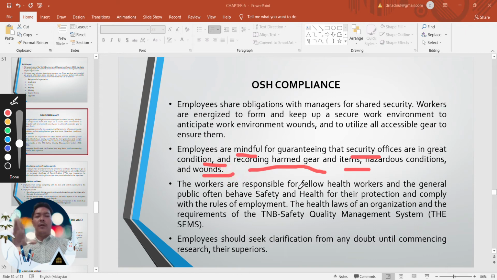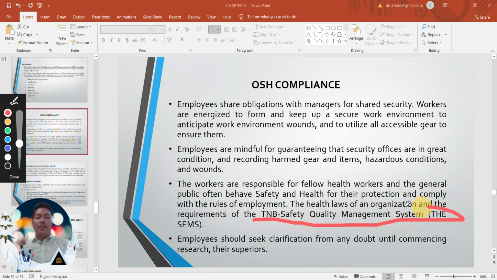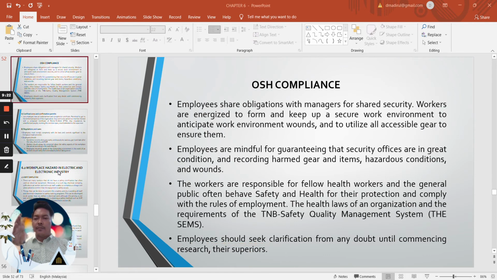The workers are responsible for fellow workers and the general public, and should behave with safety and health in mind for their protection and comply with the rules of employment, the health law of an organization, and the requirements of the TNB Safety Quality Management System, or the SQMS. The employee should seek clarification from their supervisors before commencing work.